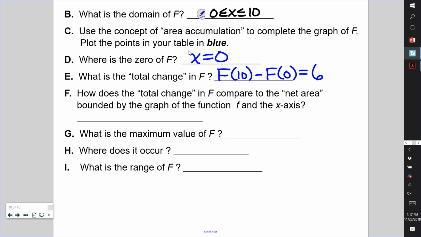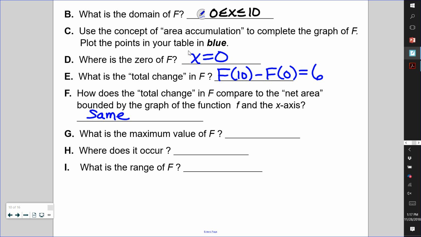How does the total change in F compare to the net area? Same thing, right? Because if we did f of 10 minus f of 0, we would have taken 6 minus 0, which would be 6, which is the same exact thing as the net area. So in other words, those two things are the same.